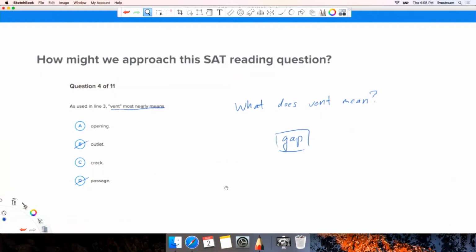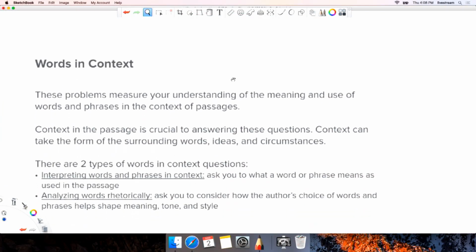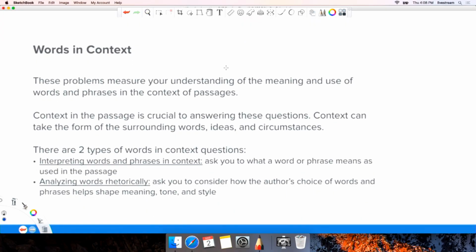And later in class, we're going to apply this strategy in a real SAT reading passage with a few questions, just so you get used to it. But before we do that, I want to cover words in context and command of evidence problems, which are two common problems that you'll see in the SAT reading. So, words in context questions. What are these exactly? These problems measure your understanding of the meaning and use of words and phrases in the context of passages. And this word context is the most important part.